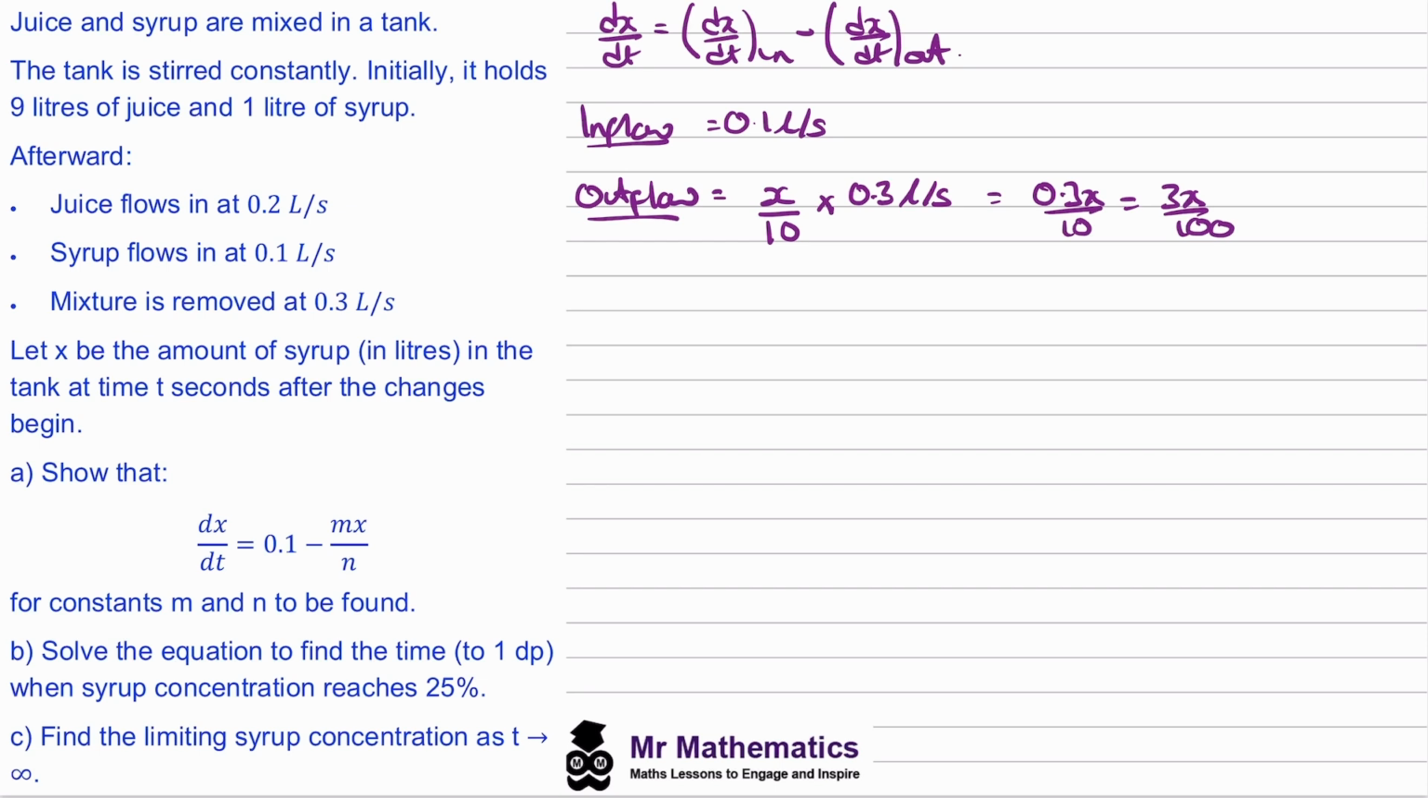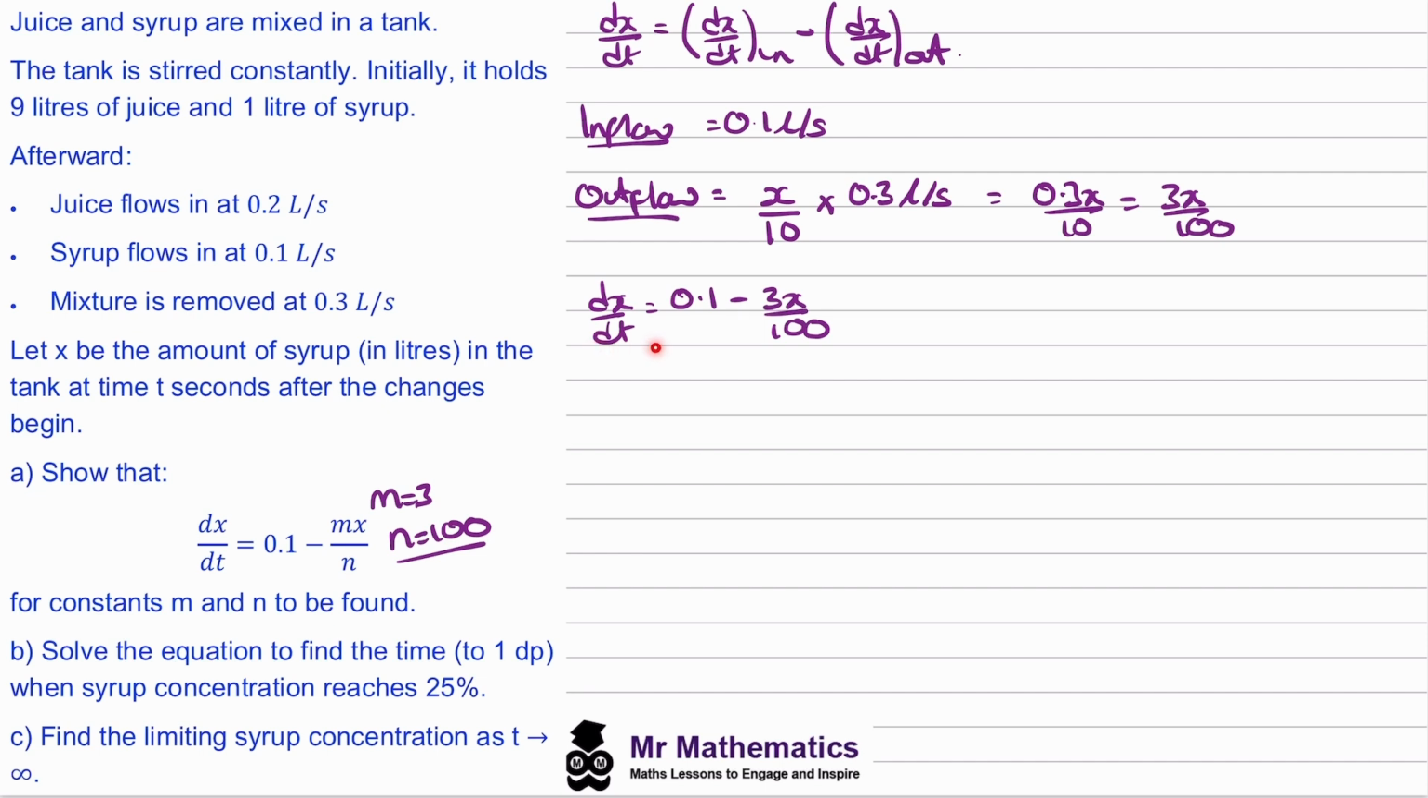So we can see that the m will be 3 and the n will be 100. Okay? So dx by dt will be the inflow minus the outflow. So now we've set up the differential equation, we can solve it to find how the amount of syrup in the tank changes over time.